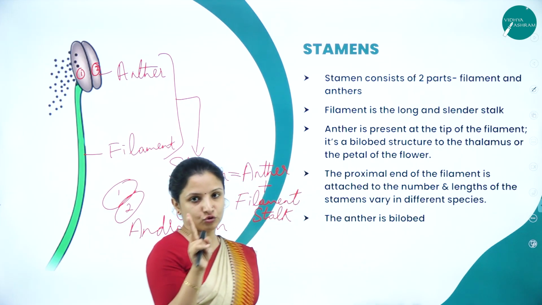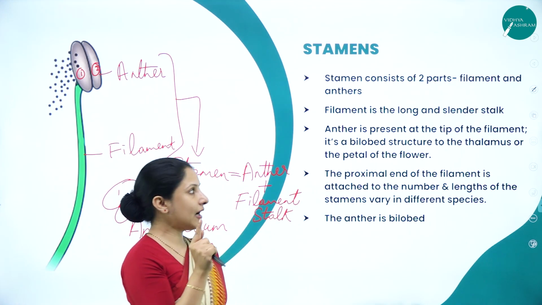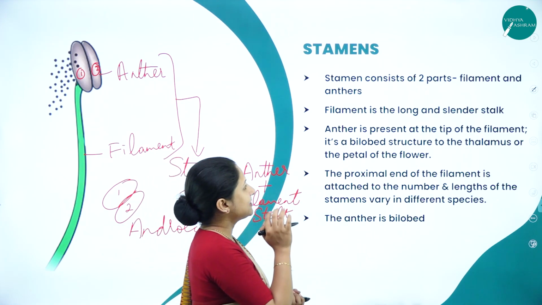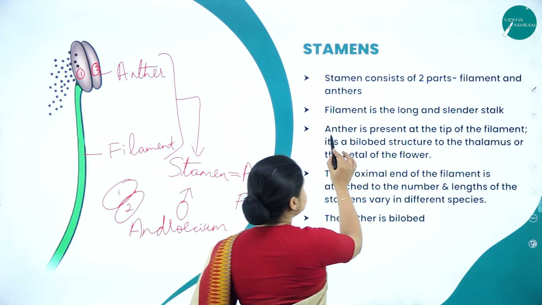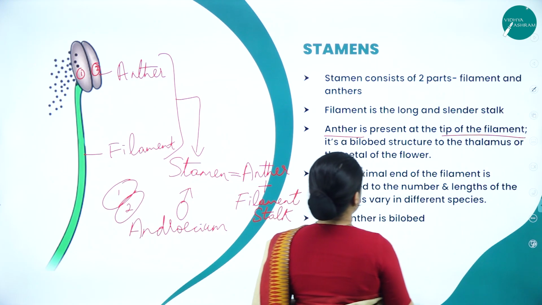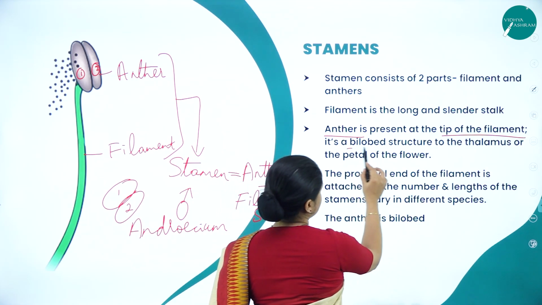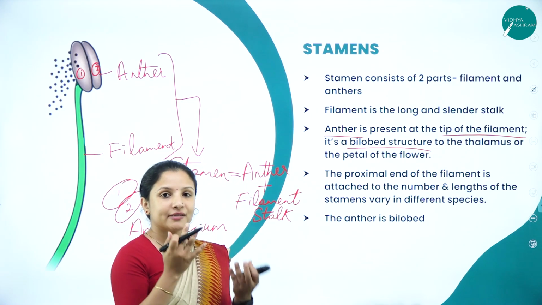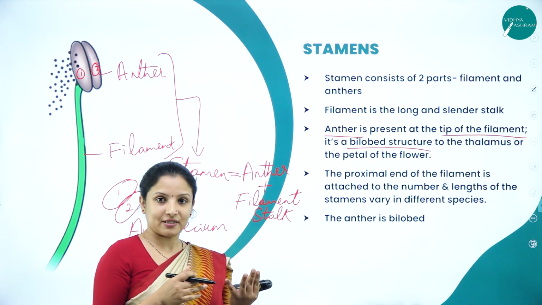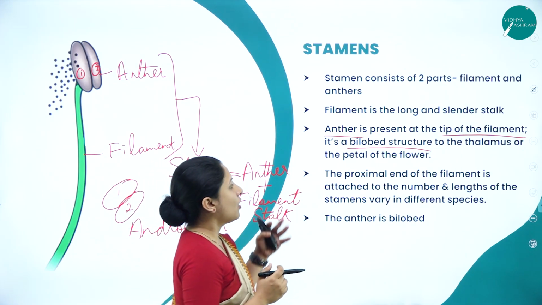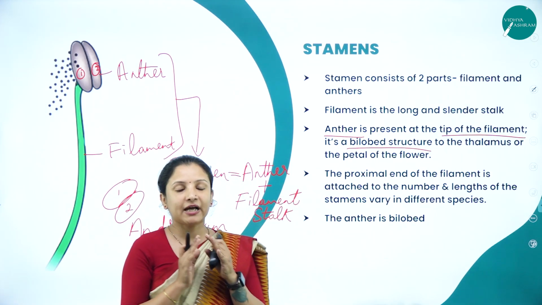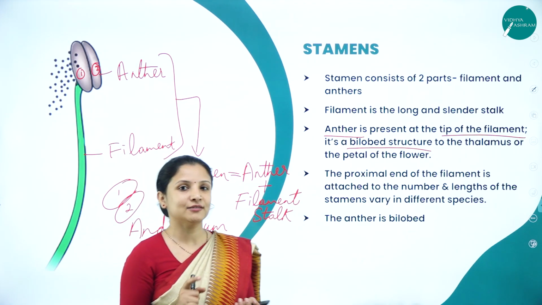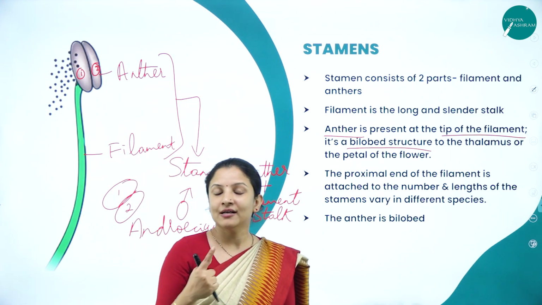Stamens consist of two parts, the filament and the anther. The filament is a long and slender stalk, whereas the anther is present at the tip of the filament, and it's a bilobed structure. It is connected to the thalamus. Now you know what the thalamus is, right? I have told you in the previous slide. Or sometimes the anthers are connected to the petal of the flower. You have studied this in your first PUC. I hope you remember. Let's brush up.